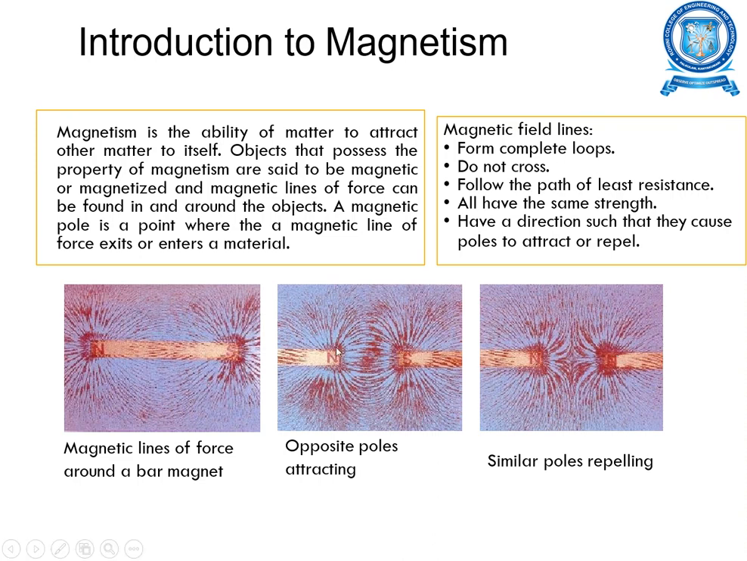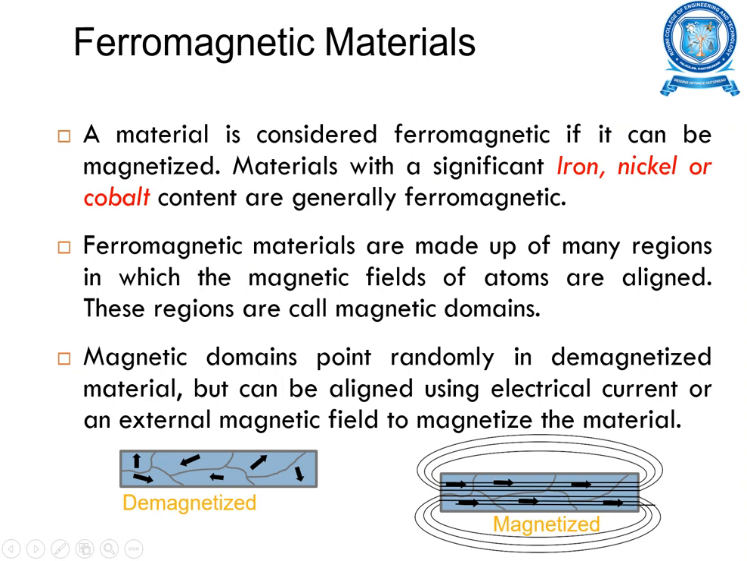Normally, magnetic field lines form complete loops, and they do not cross over. All have the same strength, and they have a direction such that they cause poles to attract or repel each other. Now, ferromagnetic materials. A material is said to be ferromagnetic if it can be magnetized. Iron, nickel, and cobalt are generally ferromagnetic materials.